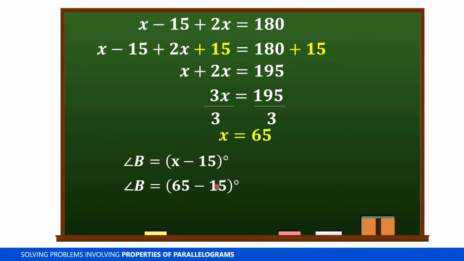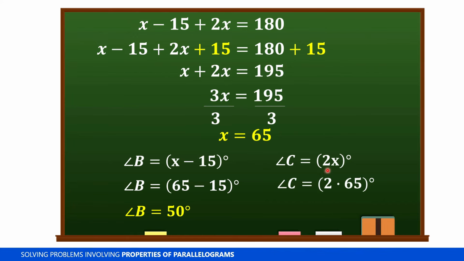So 65 minus 15 is equal to 50. Therefore, angle B is equal to 50 degrees. Next, let's solve for angle C. Since angle C is equal to the quantity 2x degrees, substituting 65 for x, we have 2 times 65, which is equal to 130. Therefore, angle C is equal to 130 degrees.